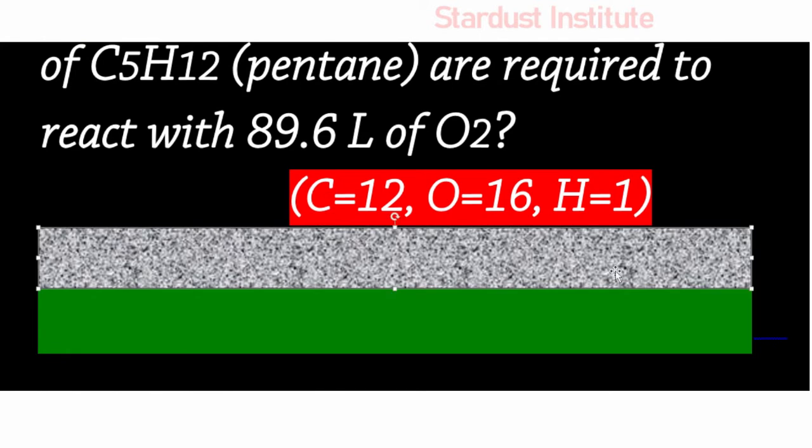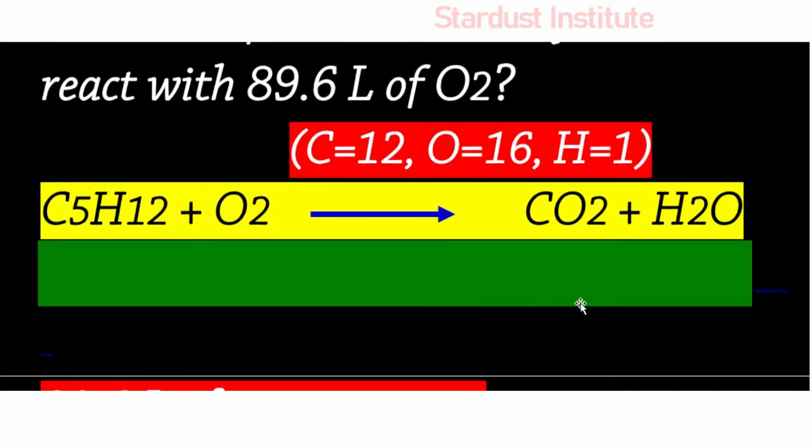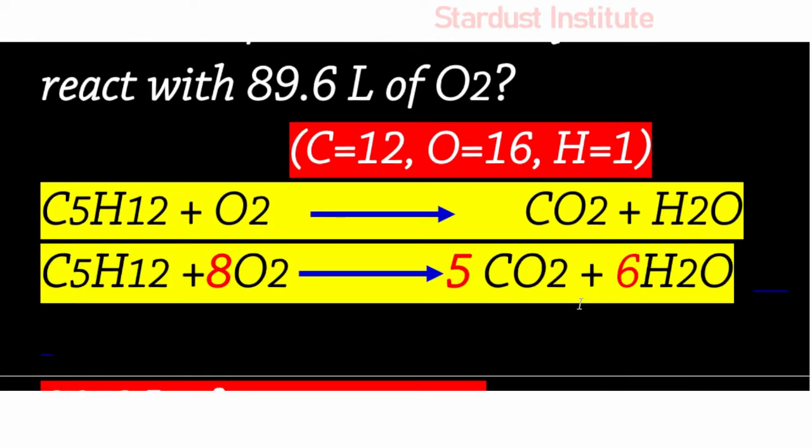Now let's see the chemical equation. Pentane C5H12 plus O2, we get CO2 plus H2O. This chemical equation is not balanced. First of all, we need to balance this chemical equation. C5H12 plus 8O2, we get 5CO2 plus 6H2O.